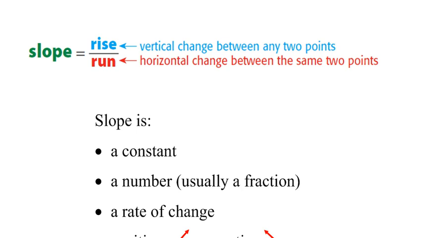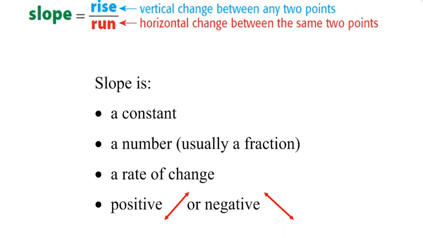Couple of items relating to the slope of a line. The slope is a constant. It never changes. It's a number, just a numerical value. It's usually a fraction. It's a rate of change. And it can also be either positive or negative. And those lines show you a positive or a negative slope, what that looks like.